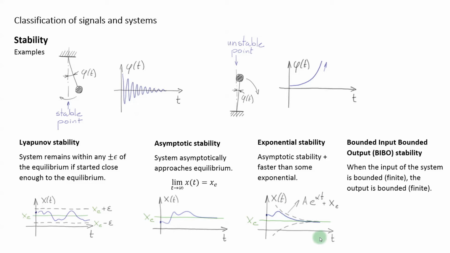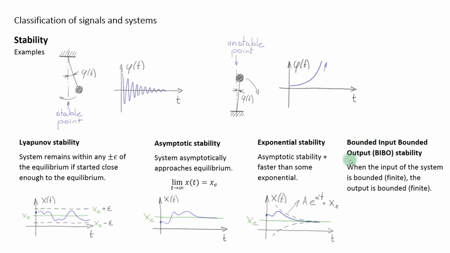In contrast to that, there is a definition of stability which is called bounded input, bounded output stability, and that is concerned only with inputs and outputs of the system. If the system is BIBO stable, then when the input of the system is bounded, that is finite, the output of the system is bounded, that is finite. So a BIBO stable system reacts to finite inputs with finite outputs.